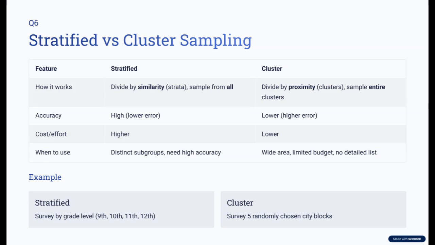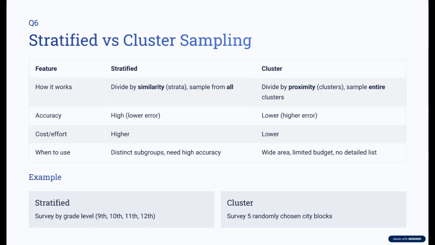Advantages: ensures representation of all groups. Higher accuracy and precision. Reduces sampling error. Disadvantages: need detailed population information to form strata. Complex and time-consuming.